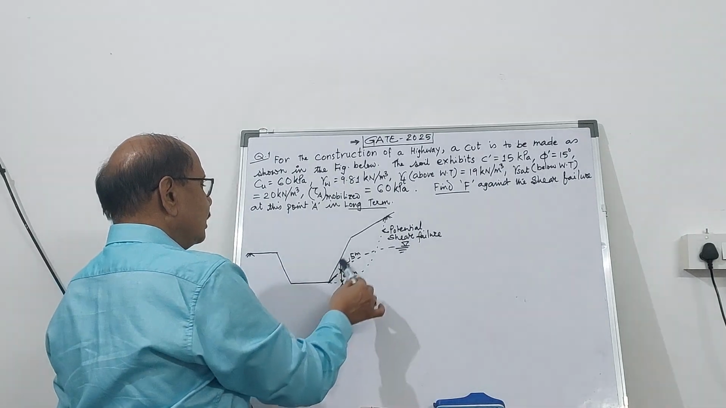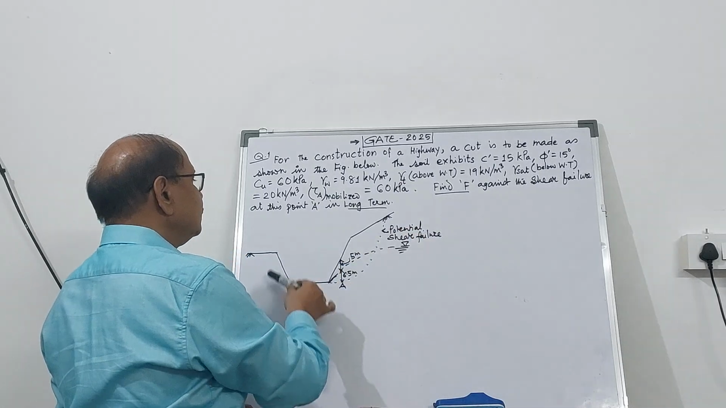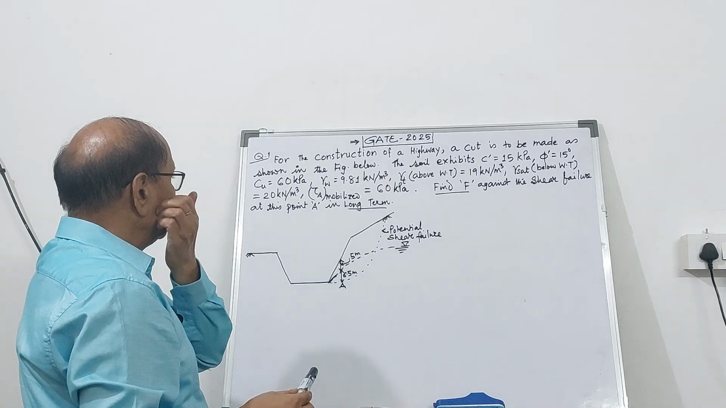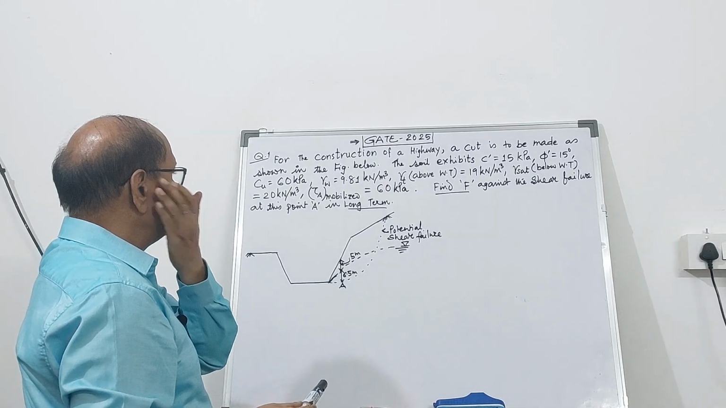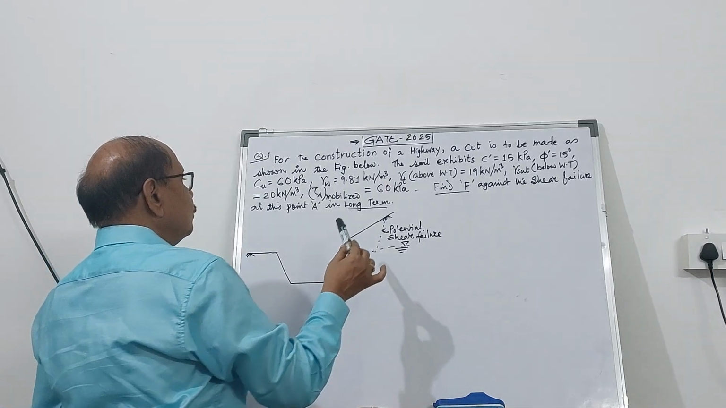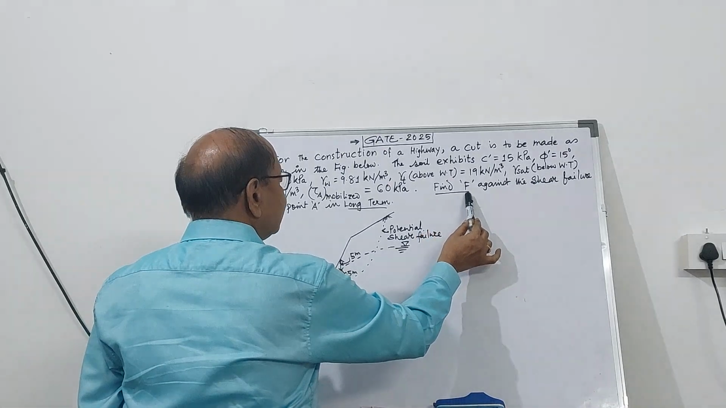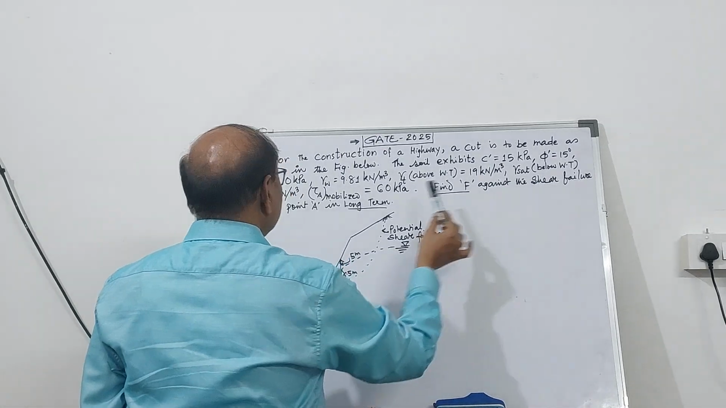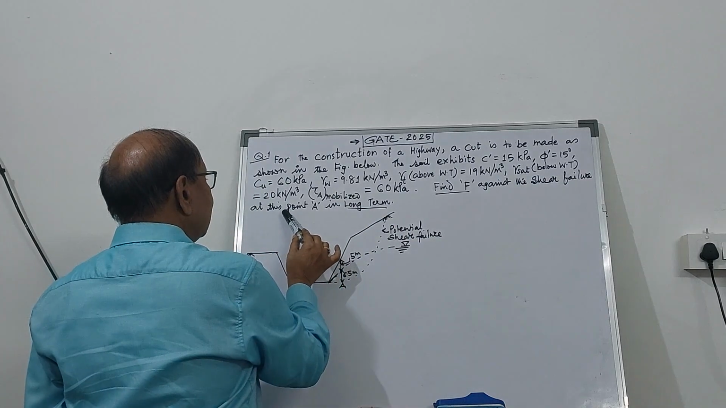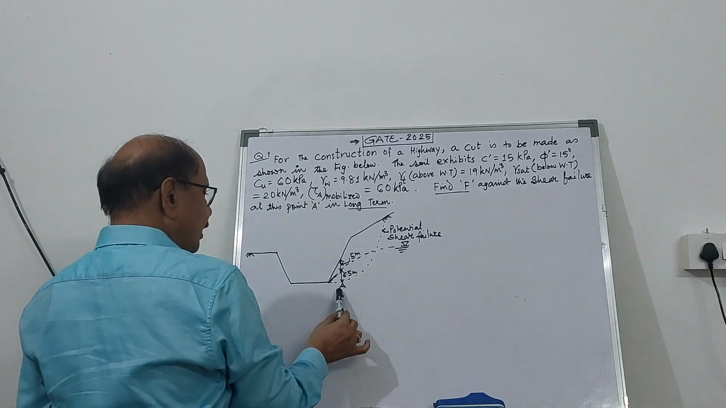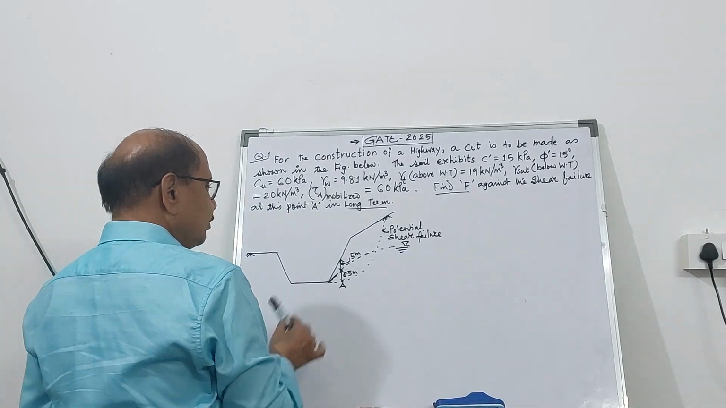So the cut is to be made for a highway project, and we have to find the factor of safety against the shear failure at this point A in the long term. This is the point A shown in the figure.